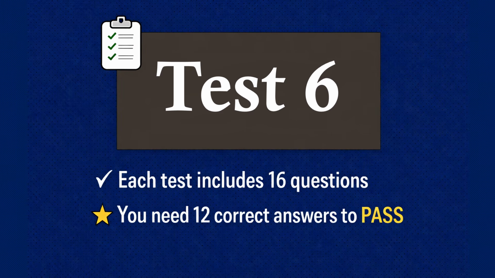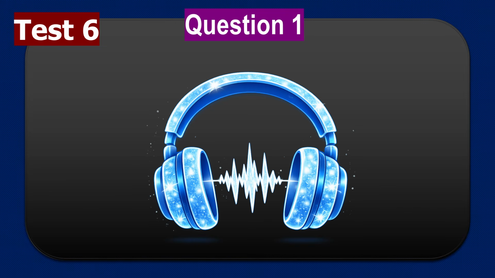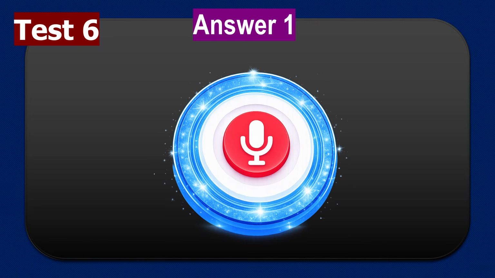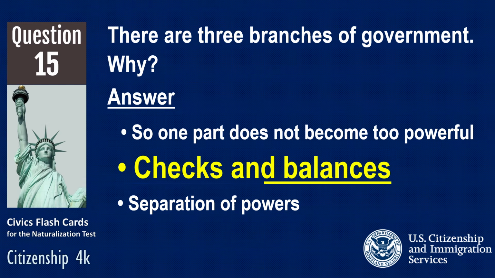Test 6. There are three branches of government. Why? Checks and balances.